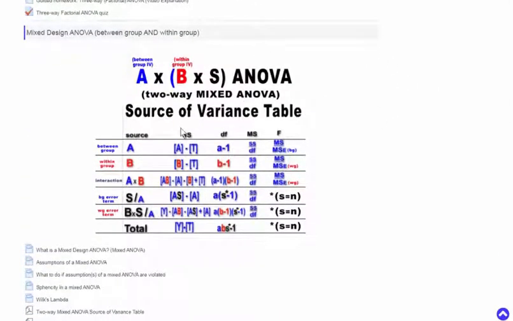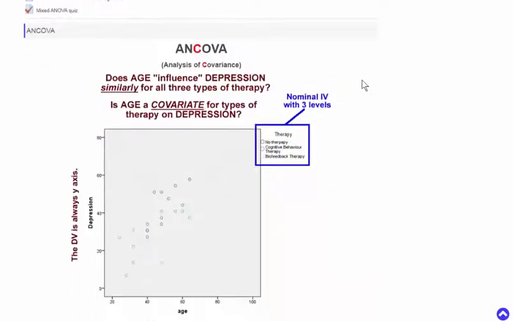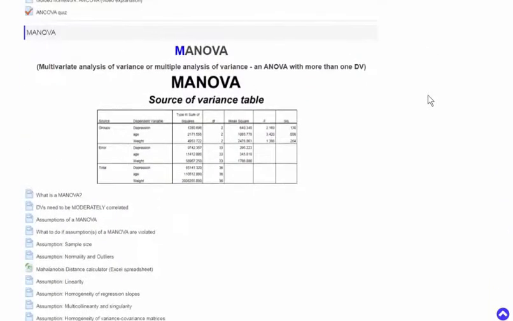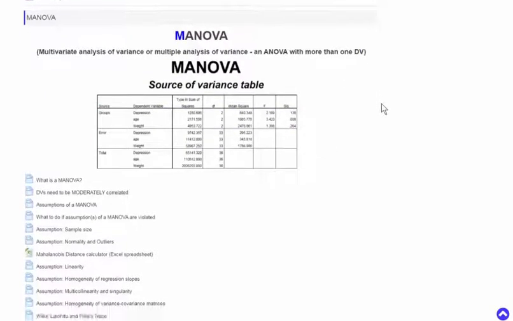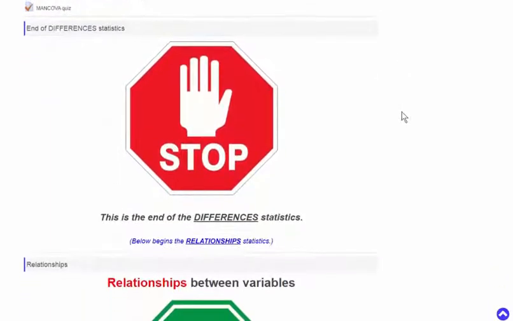This is the dreaded mixed ANOVA. And again, I've got every step you need to know. And when you're looking for a covariate, we've got ANCOVAs. And if you want to run more than one DV at once, that's what we call a MANOVA. And we've got MANCOVAs as well. And then I make you guys stop.